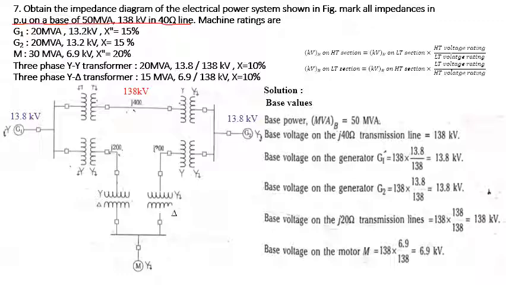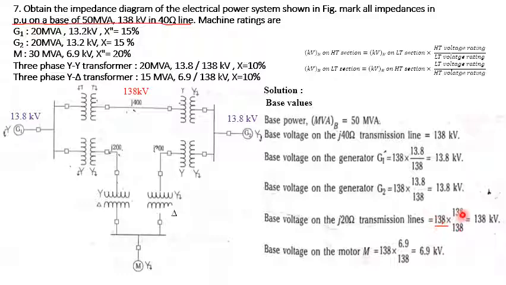This is clear, because it is a new value. What is the new value? It is 13.8. Okay, this is 13.8 into the ST voltage rating of the transformer. This is star to star. What is the voltage we got? It is 138. 138 divided by the LT rating of the transformer, which should be 13.8.